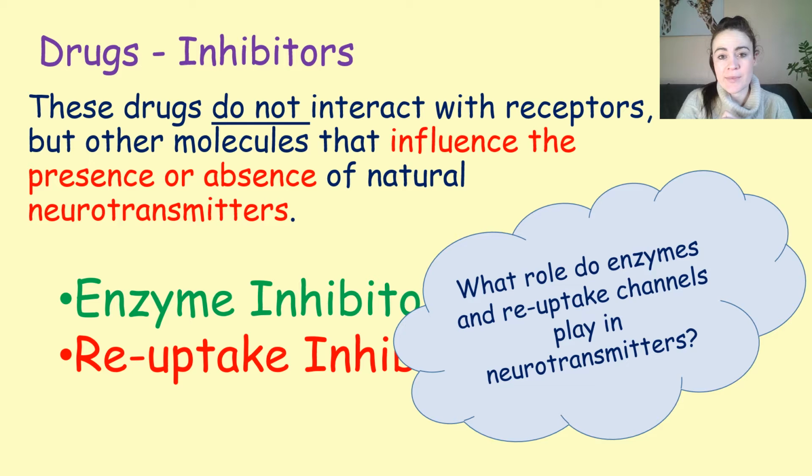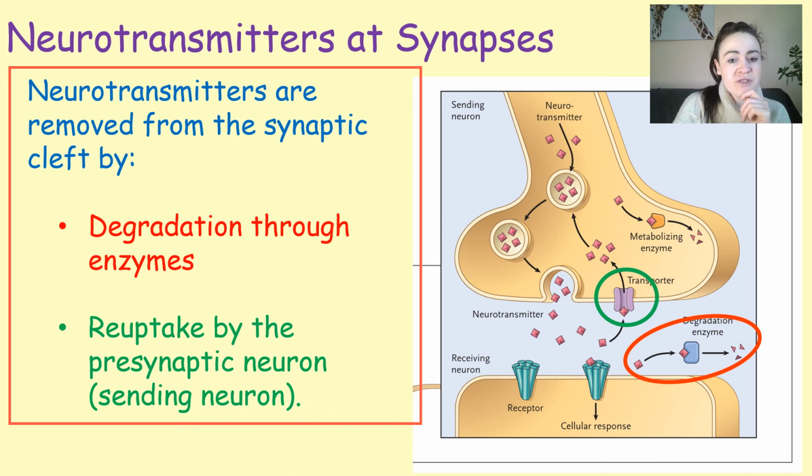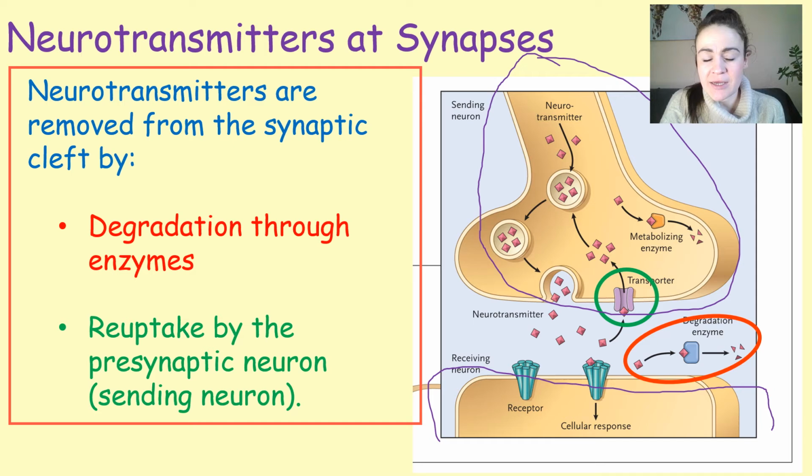Right, you're back. So here's our little recap if you haven't worked it out. Neurotransmitters are removed from the synaptic cleft by degradation by enzymes, so the enzymes will degrade the neurotransmitters, or the neurotransmitters will go back into the presynaptic neuron through a reuptake channel. Now, if we look at this diagram, we've got our presynaptic neuron here and our postsynaptic neuron there. The neurotransmitters get released into the synaptic cleft here, and basically they diffuse over, bind to the receptors, and then initiate the appropriate response.